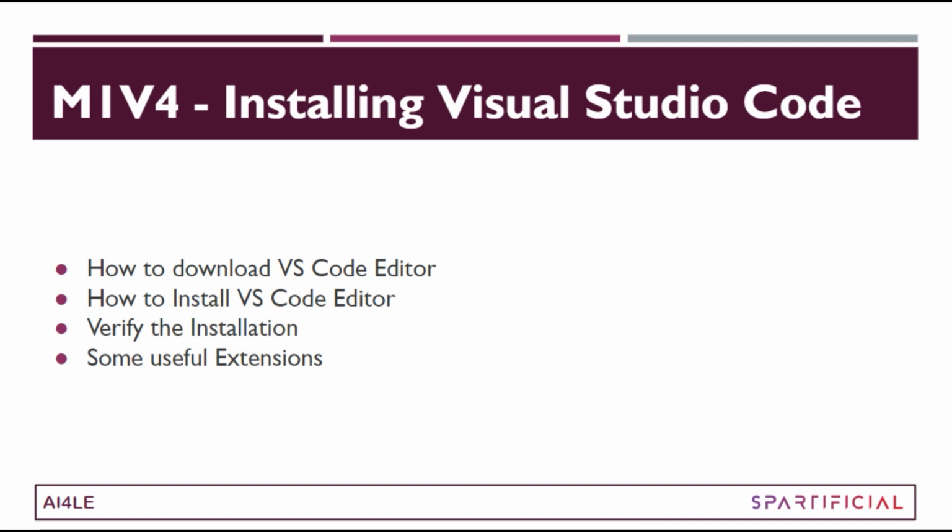Hey everyone, welcome to the fourth video of module 1, and I'll be showing you how you can install Visual Studio Code in this particular video. I'll be starting with how to download that executable file and how to run it to install the VS Code editor, then how you can verify the installation after installing some useful extension. The one that we are going to install is Python, given by Microsoft. All of these things you will be seeing in this video, so let's get started.